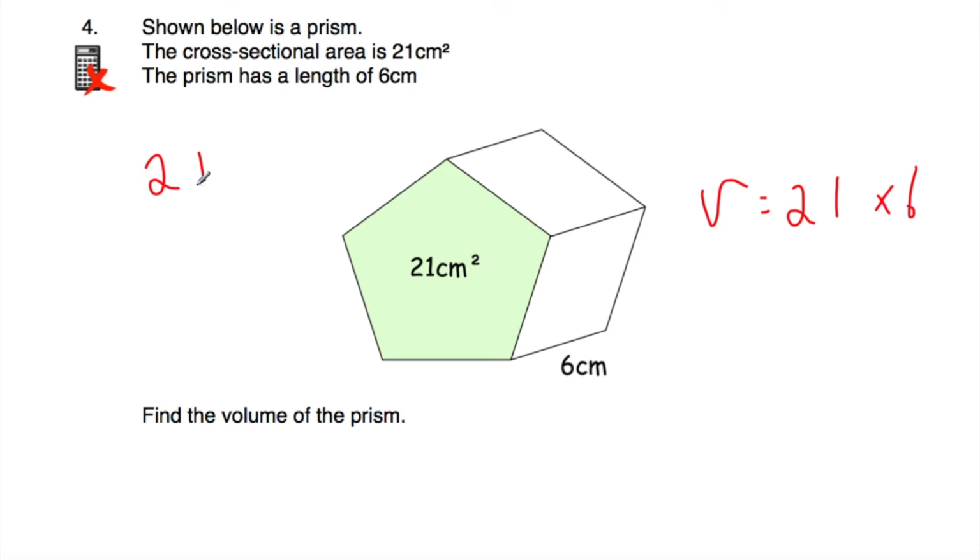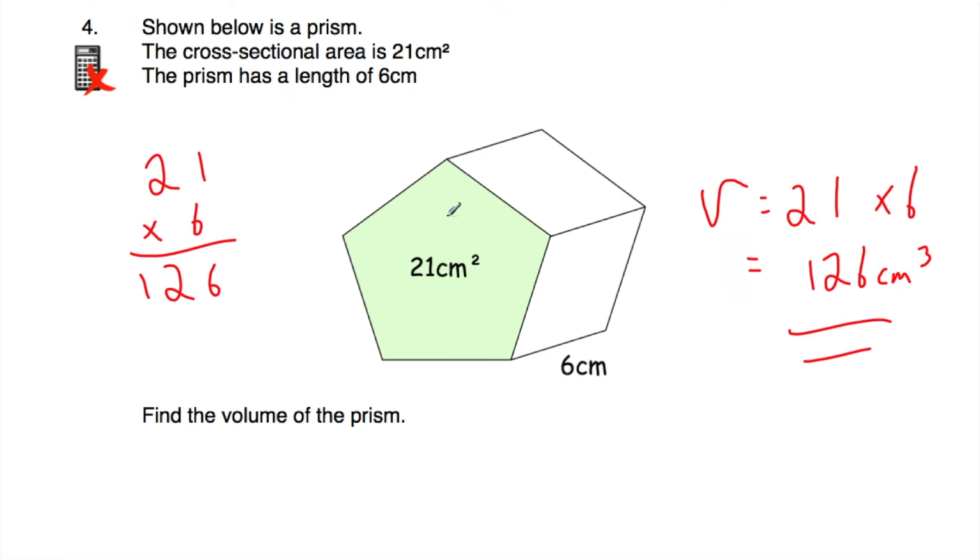So we just need to do 21 times 6. Now it's a non-calculator question, so 6 times 1 is 6, and 6 times 2 is 12. So the answer would be 126 centimeters cubed. So that's the volume of that pentagonal prism. So the volume of that prism is 126 centimeters cubed.